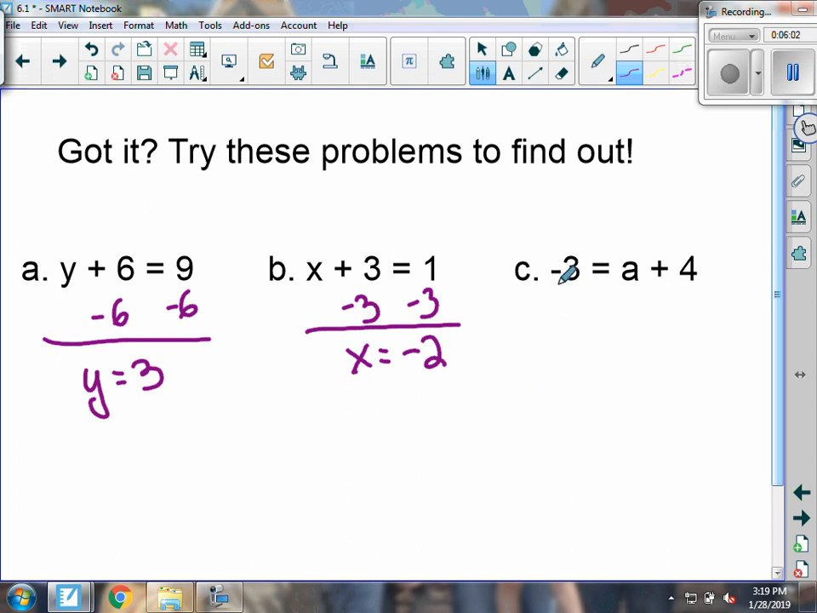And c, we have negative 3 is equal to a plus 4. We subtract 4 from both sides. We're going to bring down my equal sign and my a. So negative 3 minus 4 is negative 7. So negative 7 is equal to a. Okay. So go ahead and check your answers.